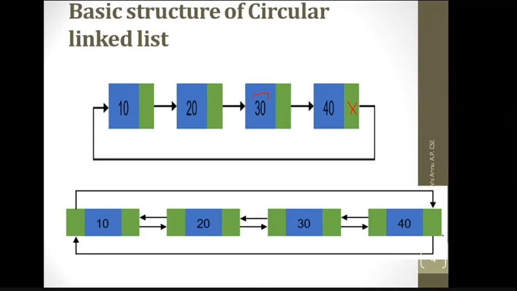And the last node will have the address of the very first node in its next field, and the very first node will have the address of the last node in its previous field. You can see here 10 has the address of 40 in its previous field, and 40 has the address of 10 in its next field. So here we are utilizing these two null pointers. If we talk about a simple doubly linked list, in that list you can see 10 will have its previous as null and 40 will have its next as null.